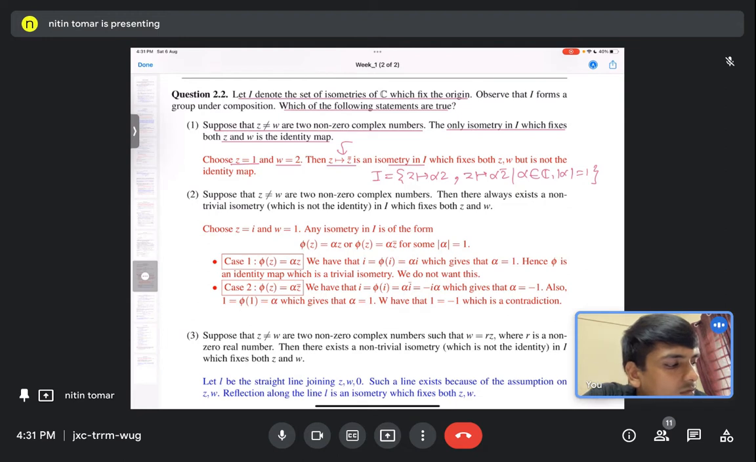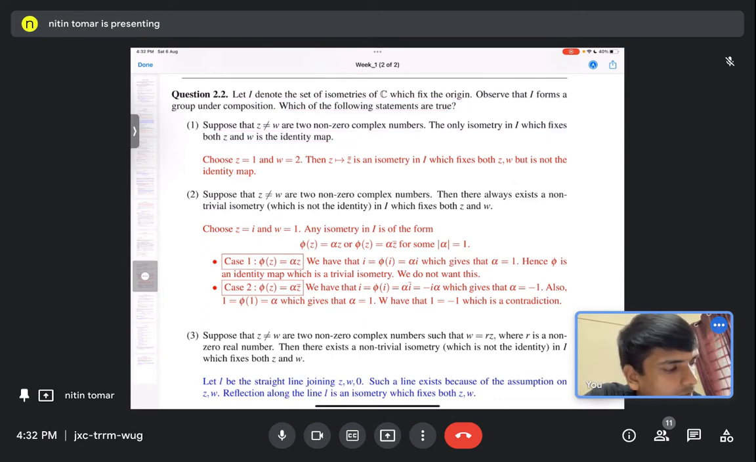which fixes both 1 and 2, but it is not an identity map. Okay. Why? Identity map means z goes to z. But in this case, iota will go to minus iota. So this is not true. Hence, this statement is given in red color.